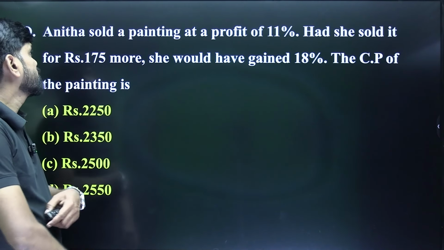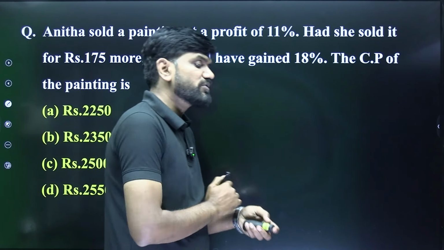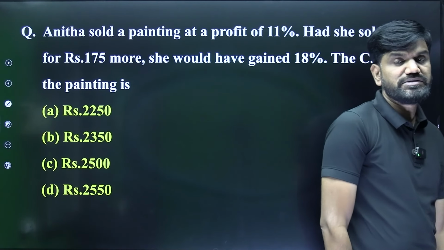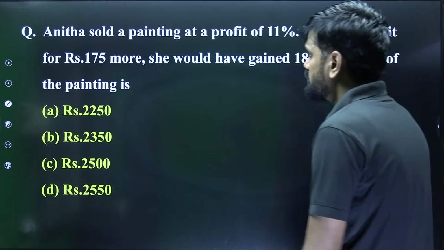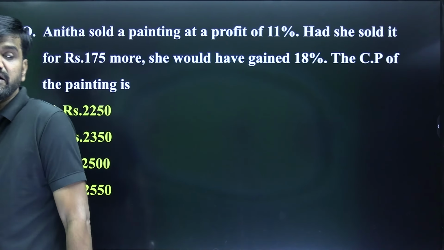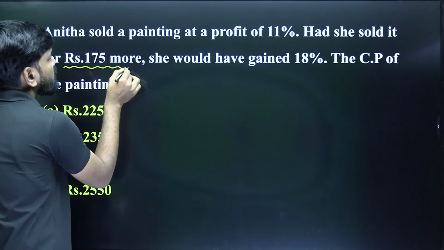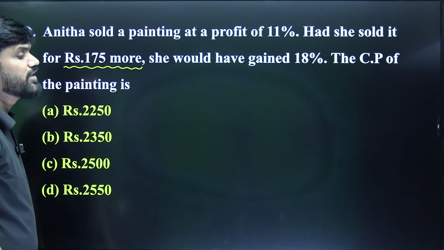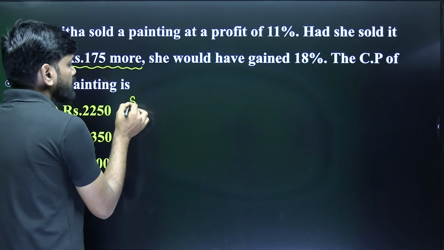Next, dear. This is the next one. Two selling prices only; here they are talking about the difference between the selling prices. You just go through that and give it a try. First read the problem. Anita sold a painting at a profit of 11%. Had she sold it for rupees 175 more, she would have gained 18%. The cost price of the painting is what?